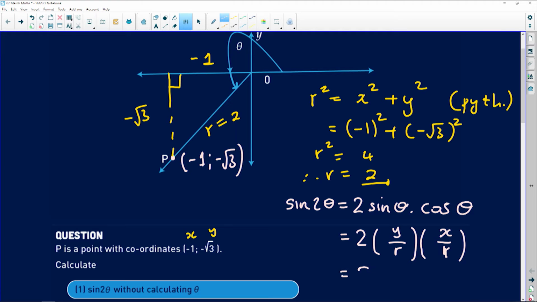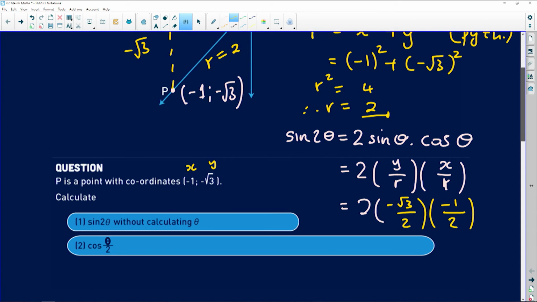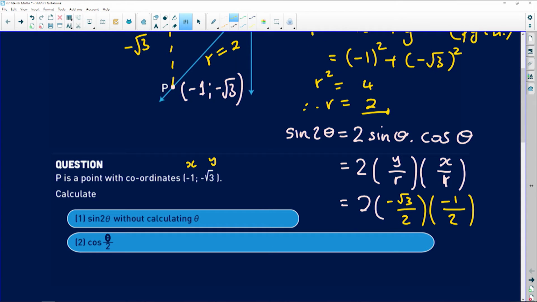We're going to have 2, which we've been looking at for a while now. And then our y value according to the diagram is minus the square root of 3 divided by the r, which is 2, right? And then the x value is minus 1 divided by r, which also happens to be 2. And if you simplify this further, you'll notice that 2 cancels 2, and then you'll just have positive square root of 3 divided by 2. So the final answer to this question is going to be equal to the square root of 3 divided by 2. And that will be the answer for the first question of sine 2 theta.